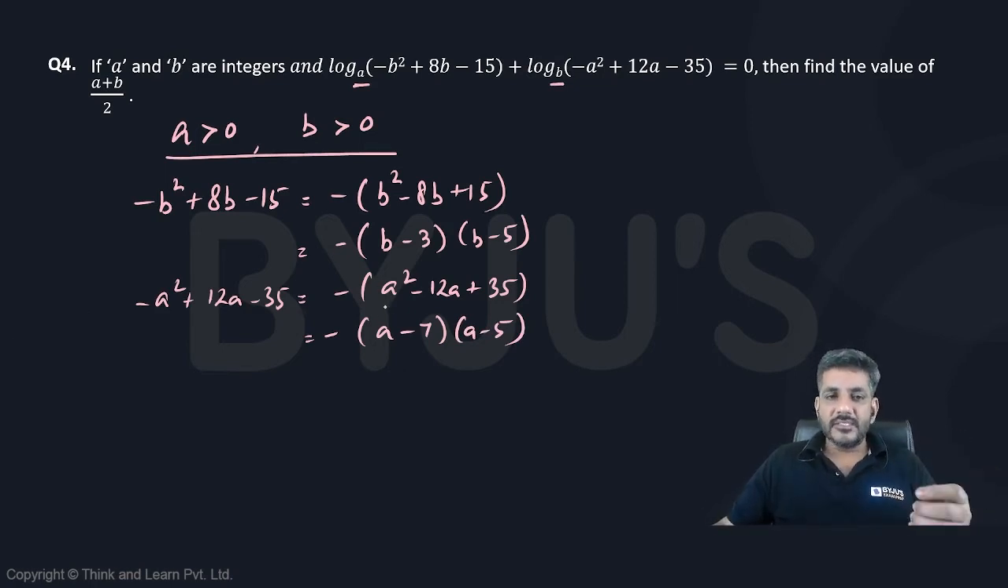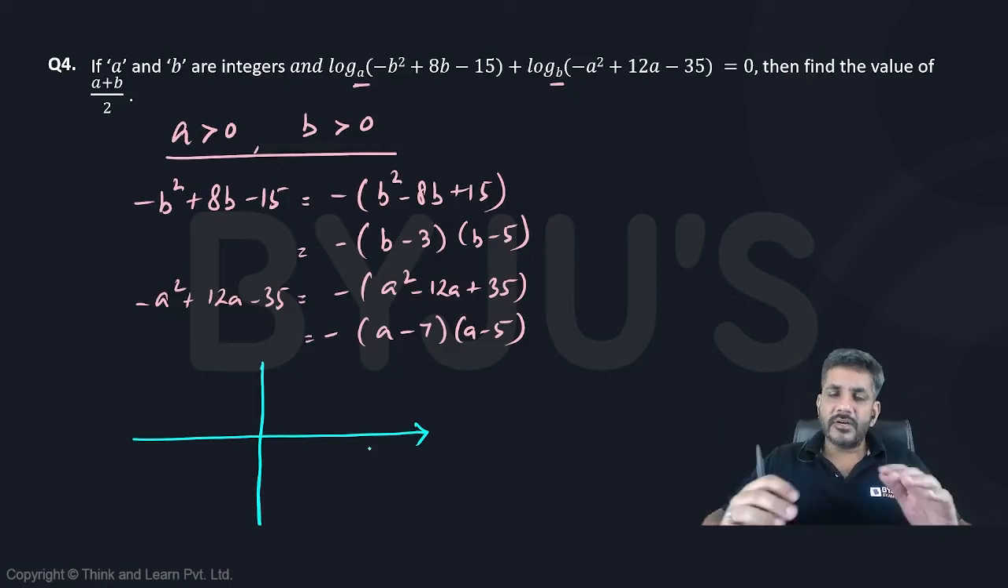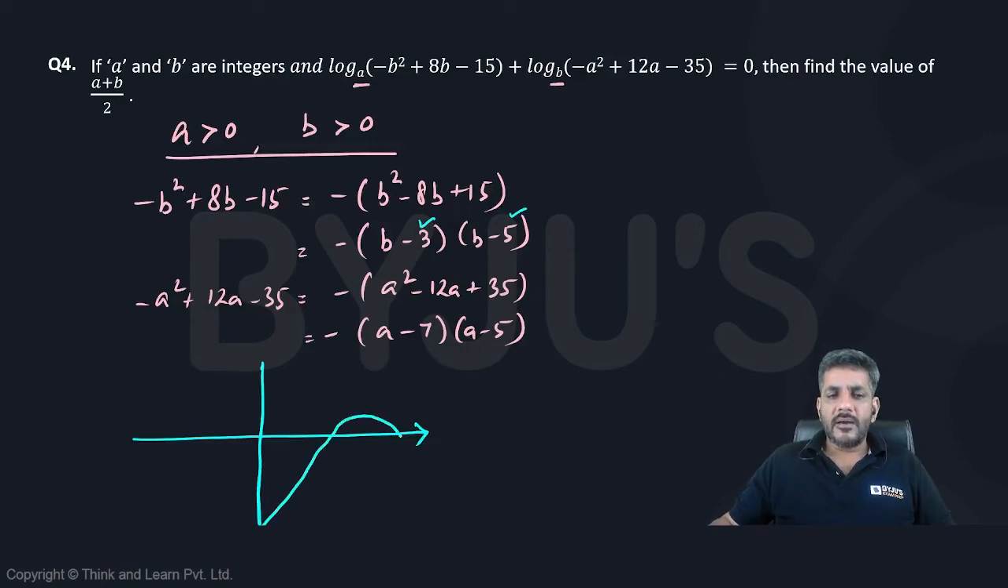And these quadratic functions, I hope you know the graph of a quadratic function. When you make the graph of a quadratic function, if the coefficient of x square is positive, you have an upward parabola. If it is negative, you have a downward parabola. And these values are the roots. So for b minus 3, b minus 5, the roots are 3 and 5, downward parabola. So the parabola would look like this. It is passing through 3 and 5. Similarly, when I make the parabola for a, it is passing through 5 and 7, and it's again a downward parabola. So it would look like something like this. It is passing through 5 and 7.